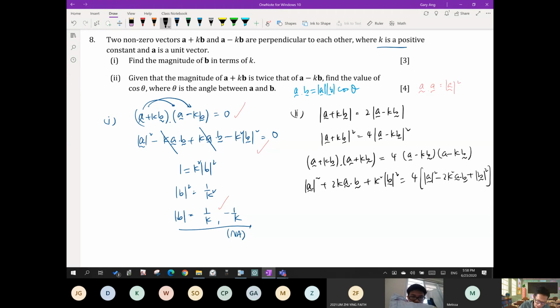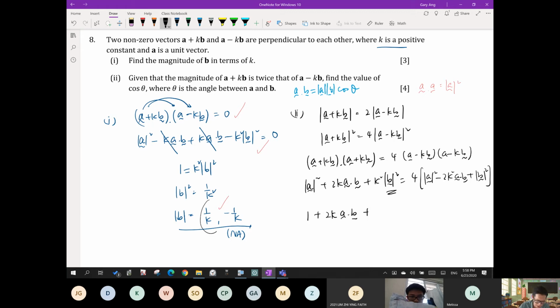Follow? Okay. Mod A squared is 1 because A is a unit vector. It's the same question, by the way, so don't get confused. So we're going to have 1 plus 2k. I have no idea how to deal with this, but leave it alone first. I'm not about to introduce the cosine yet, because there are more things to do right now.